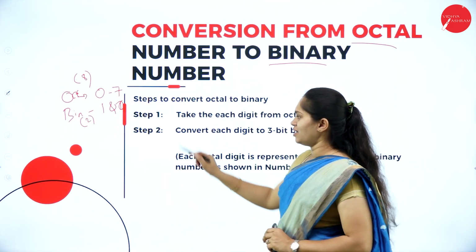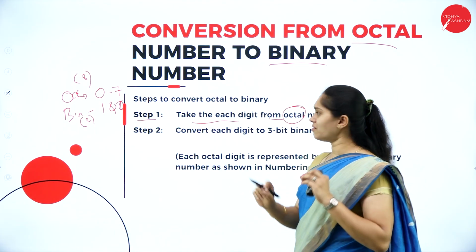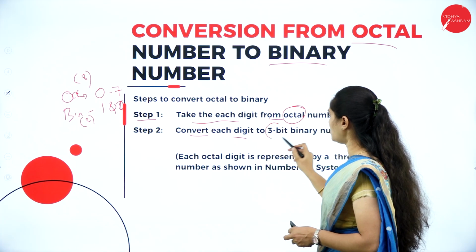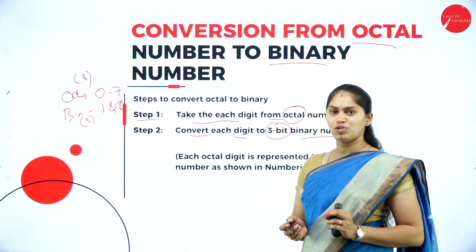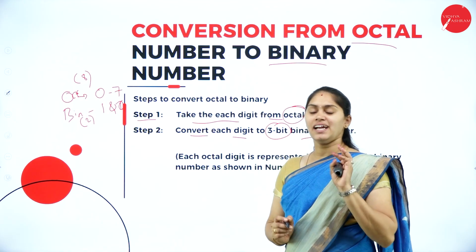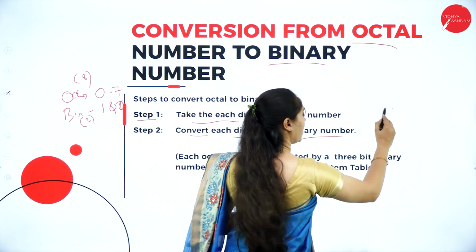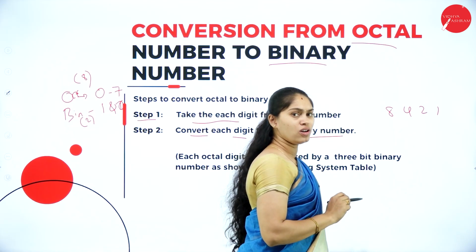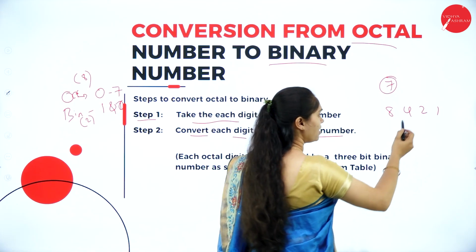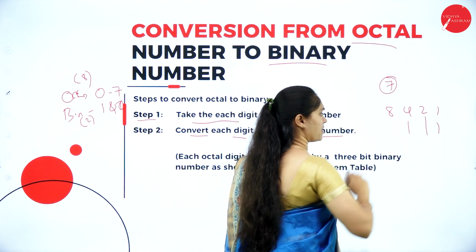How are we going to do that? We'll see the steps. Take each digit from the octal number. Whatever number we have in the octal number, we have to take it and convert each digit into a 3-bit binary number. So I have to take each octal digit and write its equivalent 3-digit binary number. Already I told you regarding 8421. If I want to write the equivalent of 7, by adding which numbers can I get 7? By adding 4, 2 and 1. So 4 plus 2 is 6, 6 plus 1 is 7.